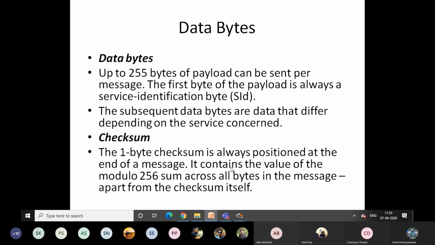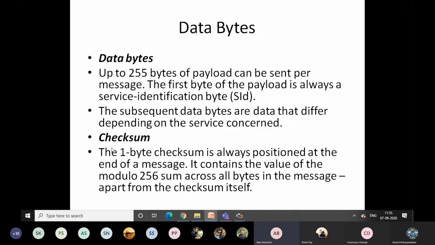So data bytes, up to 255 bytes of payload, can be sent per message. The first byte of payload always represents the service identification byte. The subsequent data bytes differ depending on the service concerned. So it is identified by this particular service identification byte.